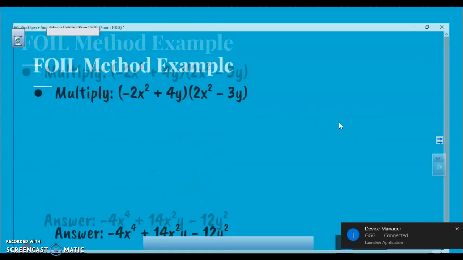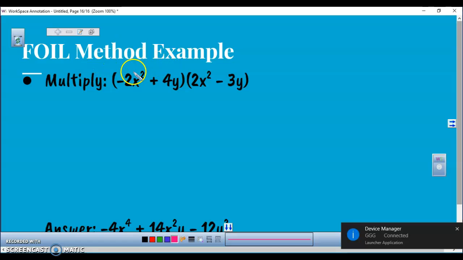Alright, so let's practice with this one. So my first terms would be negative 2x squared and 2x squared. That would give me negative 4x to the fourth, because remember, when I multiply exponents, I add them. And negative 2 and 2 are coefficients, so they stay multiplied. That's my first. Then outside, or outer, that would give me positive 6x squared y, because I'm multiplying x squared times y. Those are just variables. We write them in alphabetical order.